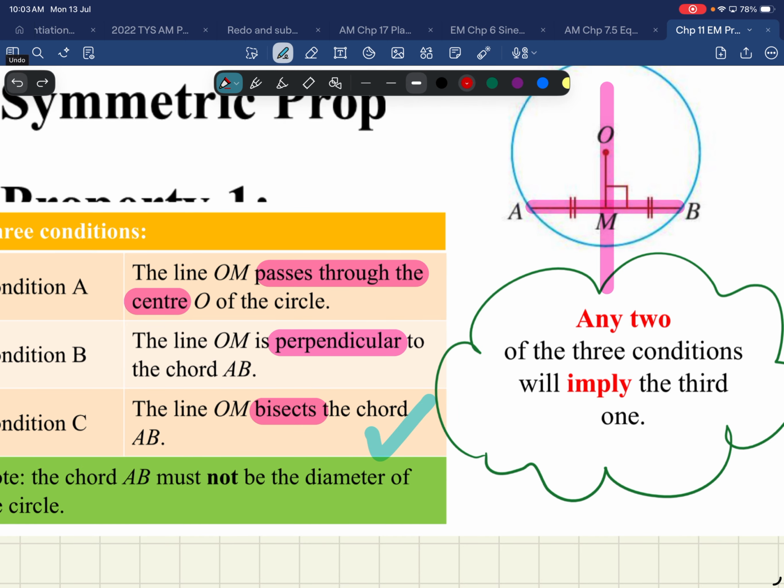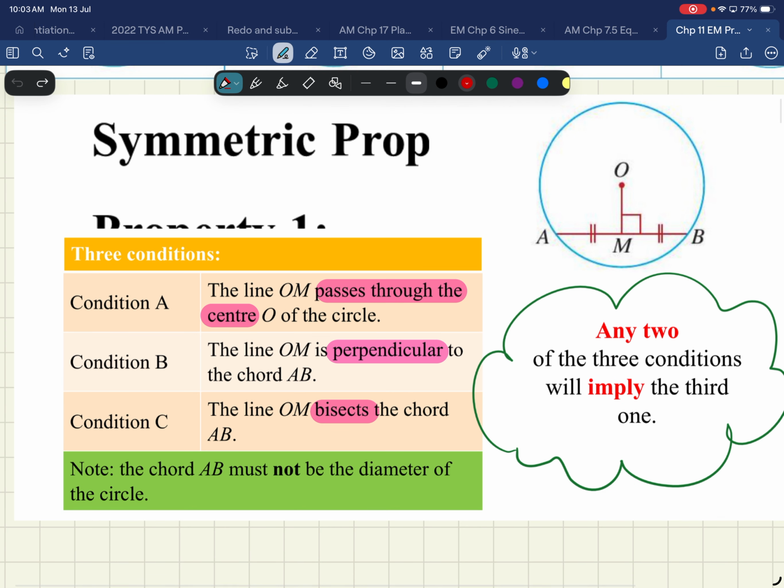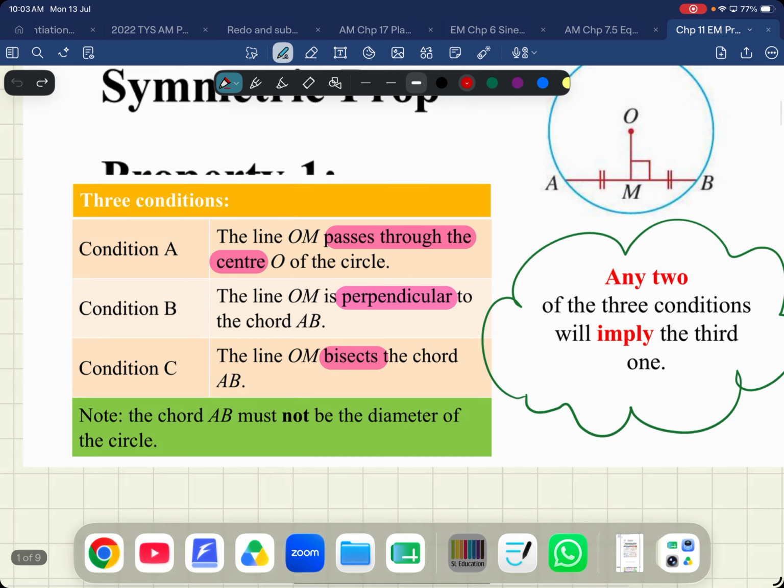Are you all with me or not? Okay, so this is an important property. So I'm going to come back to the example now.